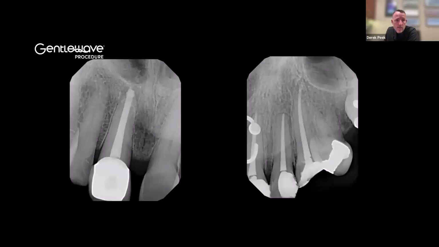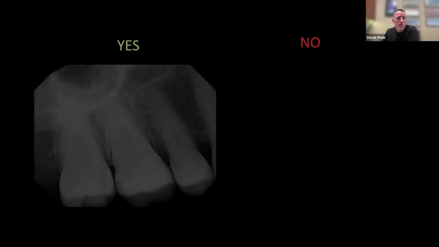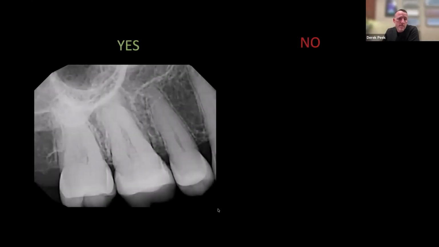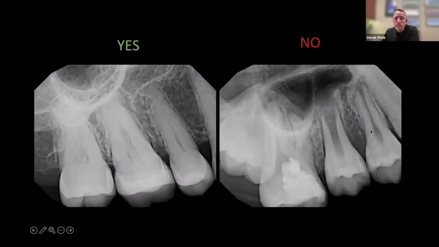We meet the need of the patient, but one was GentleWave and one wasn't. I've got a couple more. This is a yes: history of a cracked tooth, no decay, good perio. Versus this one, there's a lesion here, and we can all look at this and go, "Oh, that's a kid." Do you run GentleWave on kids? If I could wave a magic wand, I would always use GentleWave on every pedo patient.